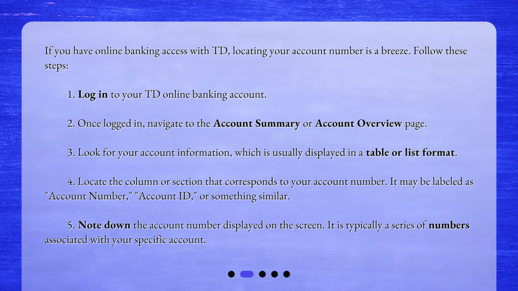3. Look for your account information, which is usually displayed in a table or list format. 4. Locate the column or section that corresponds to your account number. It may be labeled as account number, account ID, or something similar. 5. Note down the account number displayed on the screen. It is typically a series of numbers associated with your specific account.